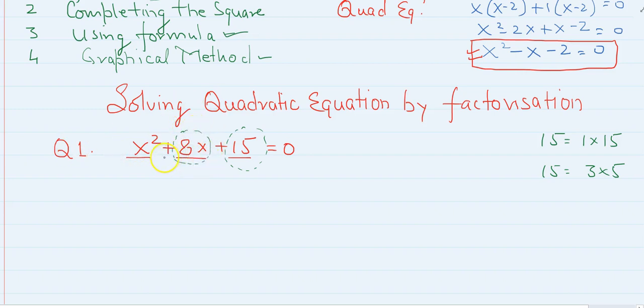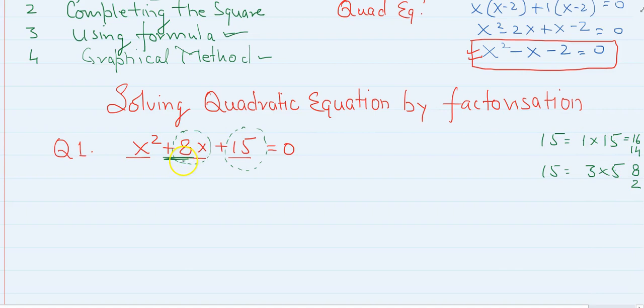8 plus 8. Now if I add 15 plus 1, that is 16. 15 minus 1, that is 14. 3 plus 5 is 8. And 5 minus 3 is 2. Irrespective of what is the sign, let's see. So we have this combination.